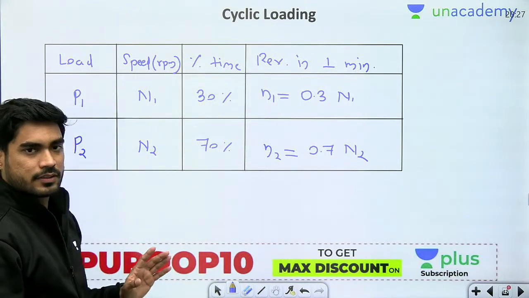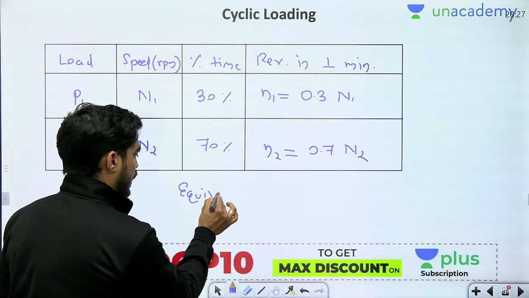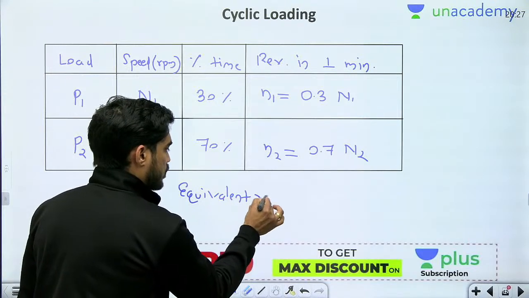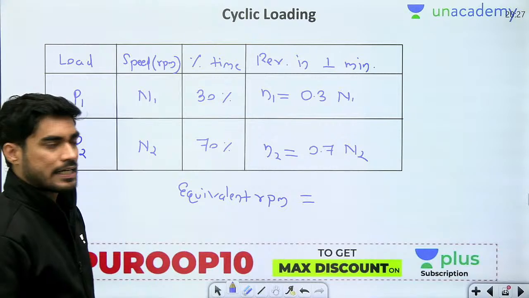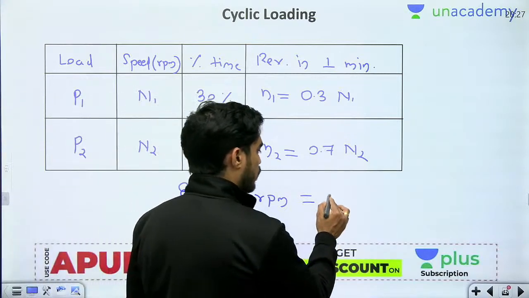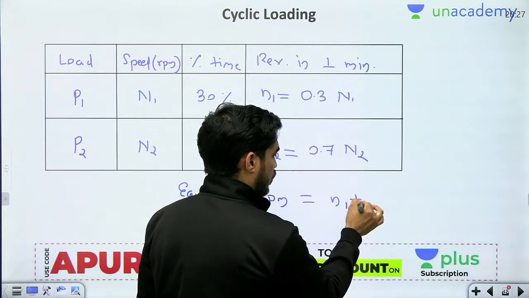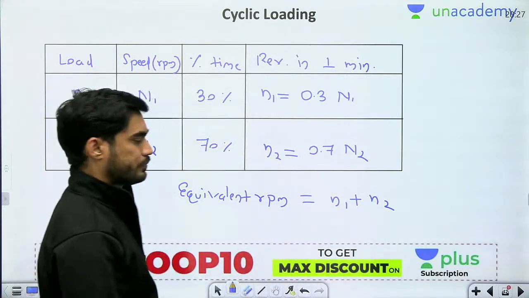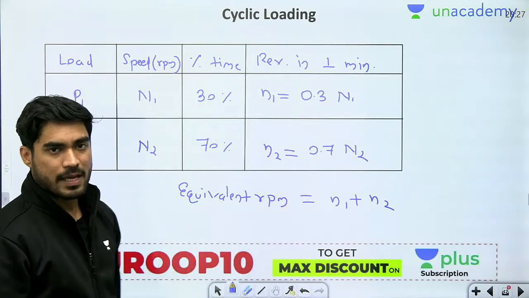Now, equivalent RPM will be equal to how much? Equivalent RPM will be equal to this small n1 plus small n2. ठीक है, so from here I can calculate the equivalent RPM also.